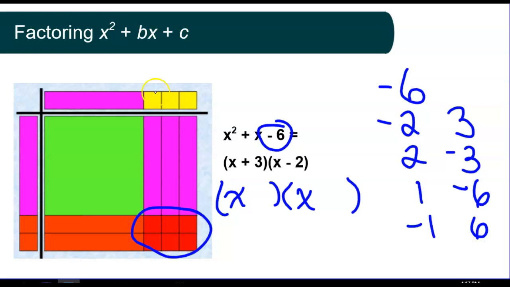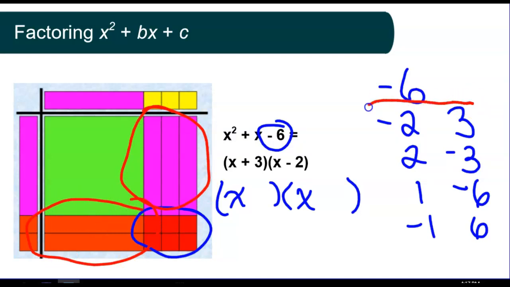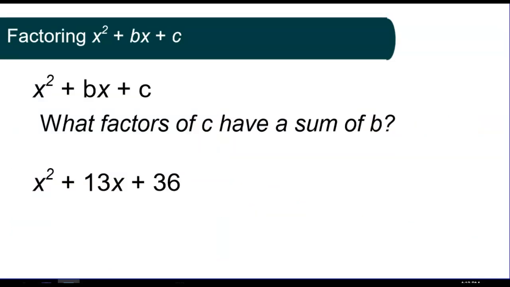But which of those factors, when I add them together, is going to give me positive 1? Well, this one here, negative 2 and positive 3. That's why when I write this trinomial as two binomials multiplied together, it is x plus 3, x minus 2. All right, let's generalize this a little bit. x squared plus bx plus c. I'm asking myself, what are the factors of c? What do I multiply together to get c, that when I add them together I get b?